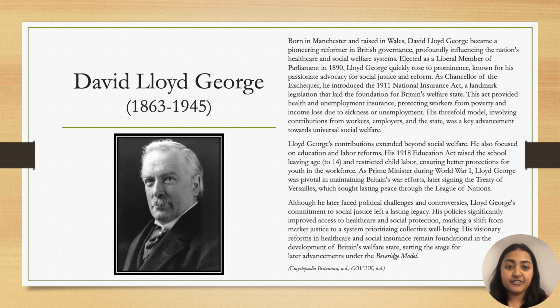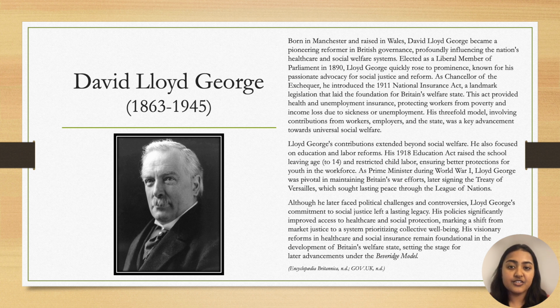Known for his passionate drive for change, he entered Parliament in 1890 as a Liberal member, where his influence on social welfare quickly grew. As Chancellor of the Exchequer, he championed the 1911 National Insurance Act, a breakthrough in social protection that introduced health and unemployment insurance to shield workers from poverty. This act's funding model, supported by workers, employers, and the government, set a new direction toward universal welfare.